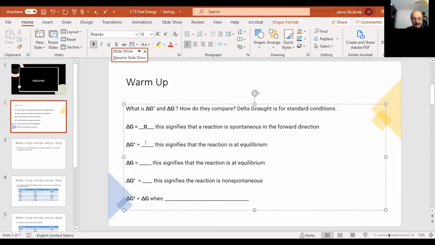Now, what is the value of either delta G naught or delta G when the reaction is at equilibrium? We said that's 0, and it's the same for both. Again, remember that whether we're talking about the regular delta G or the delta G naught, we are describing conditions essentially.